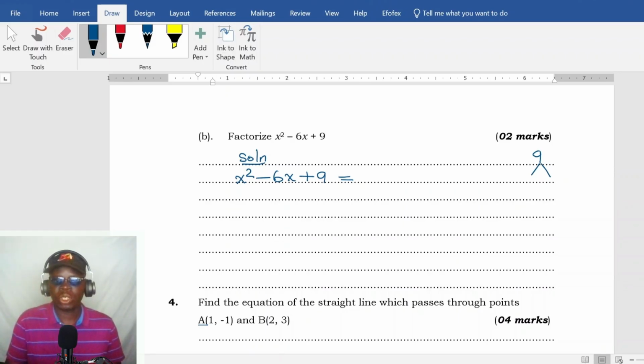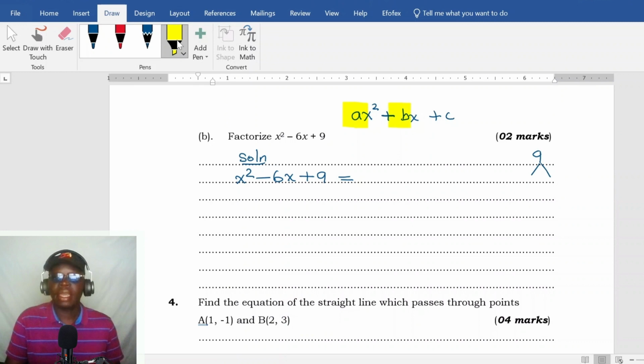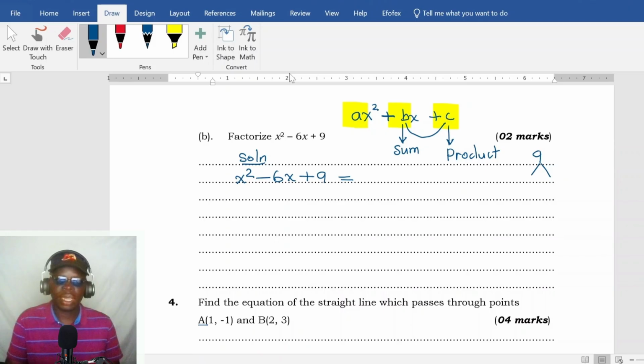Remember, these quadratic expressions are in the form ax squared plus bx plus c, where a, b, and c are constants. So we're talking about these 2 constants here, where the first one is called the sum and the second one is called the product. So out of these 2 factors, make sure that it satisfies both conditions. Adding them will bring our b, and for this one our b is negative 6. Multiplying them will bring for us c. Here our c is 9.